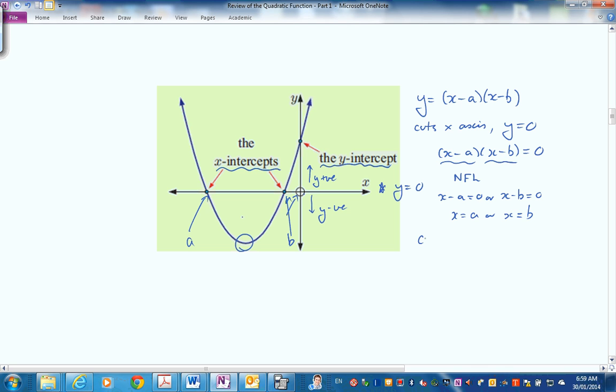What about where it cuts the y-axis? Well, it's the same idea, isn't it? Along the y-axis there's been no x movement. You haven't started moving positively or negatively in the x direction. So x is 0. So let's put x is 0 in the function. Be (0 take a) by (0 take b), and that would come to a by b. So if you like, this is very theoretical now, this is (0, ab).